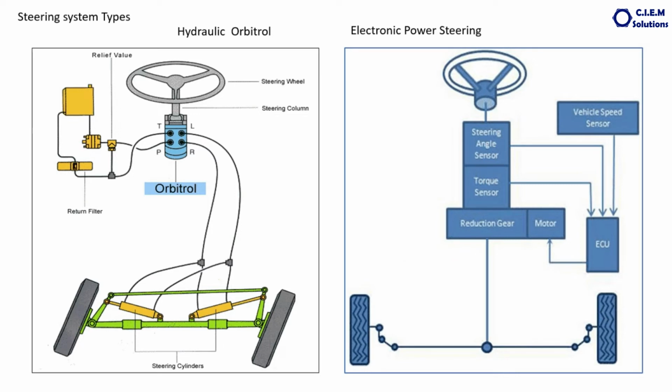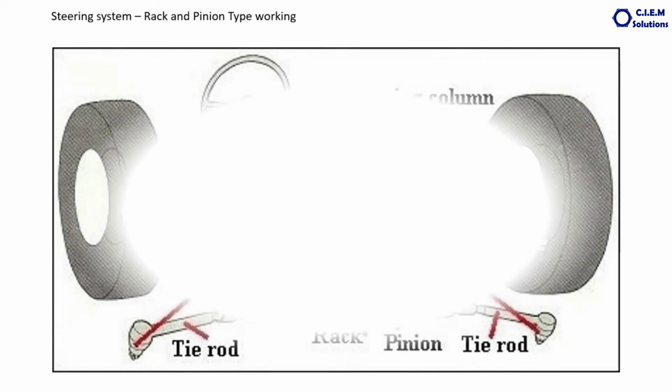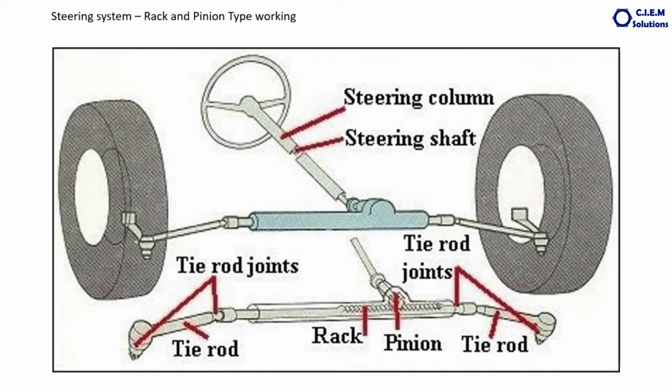This is about the various types of steering systems available in the majority of vehicles. Now we will go exclusively into the rack and pinion mechanical steering system. This is the layout we discussed in the previous video: the steering wheel, steering shaft. Over the shaft there is a steering column, a steel tube, and this is the complete housing for the rack as well as for the pinion.